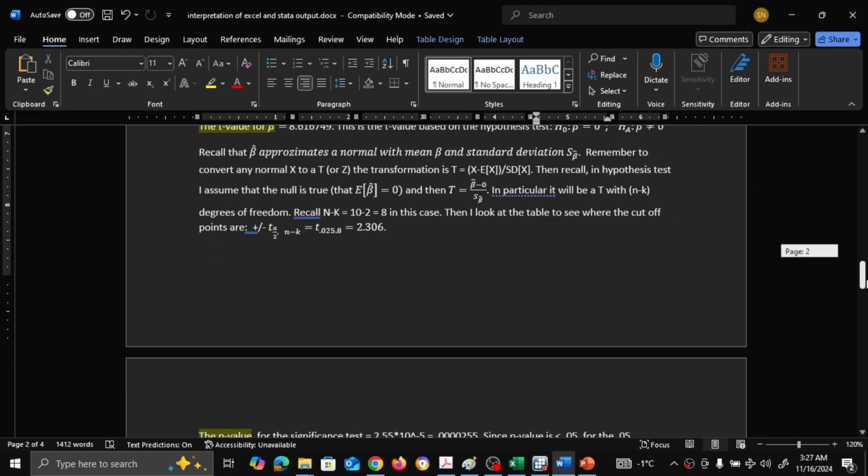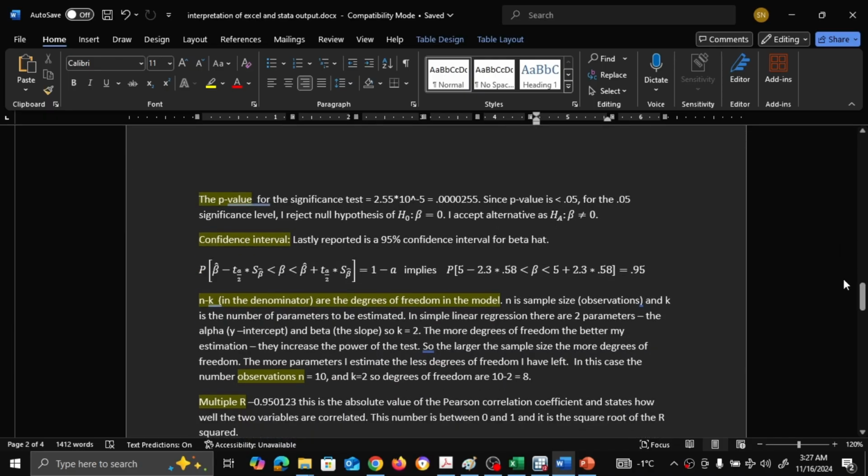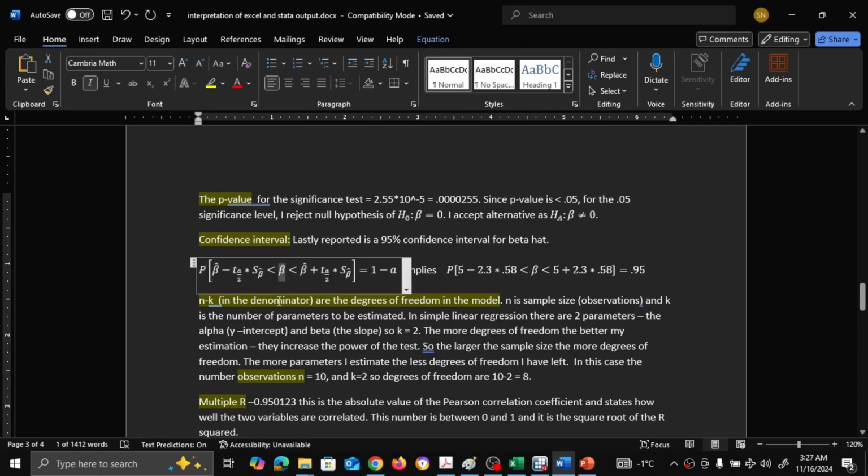But anyway, what is the form of the confidence interval? It's like this. The probability that the true beta, the population one, is between these two values is 1 minus alpha, in this case 0.95, right? I'm 95% confident. It'll be centered at your point estimate.